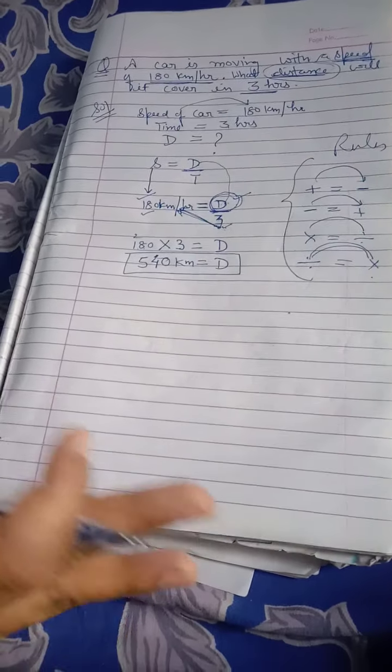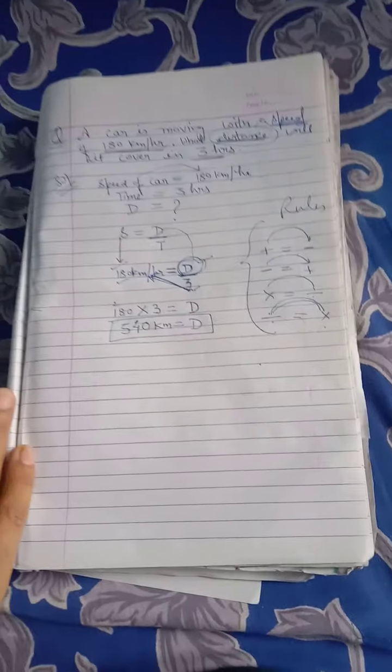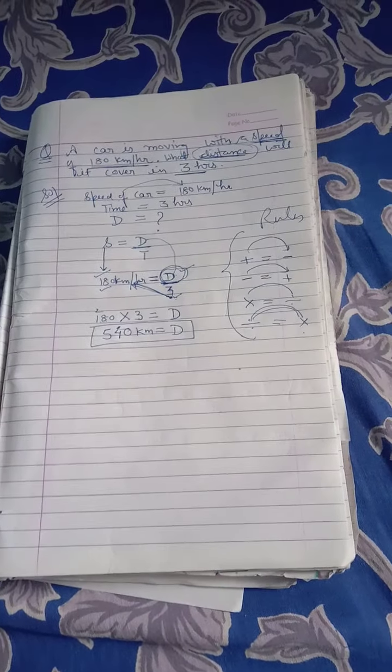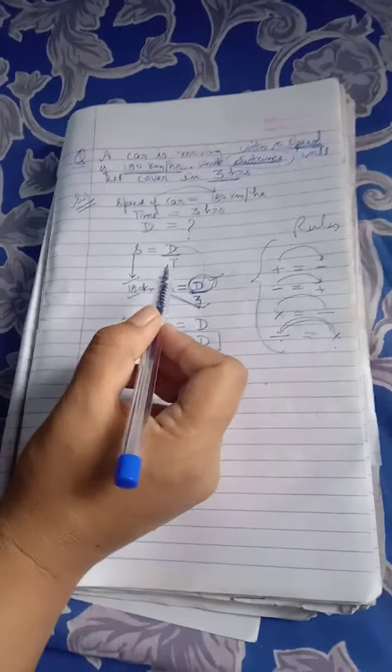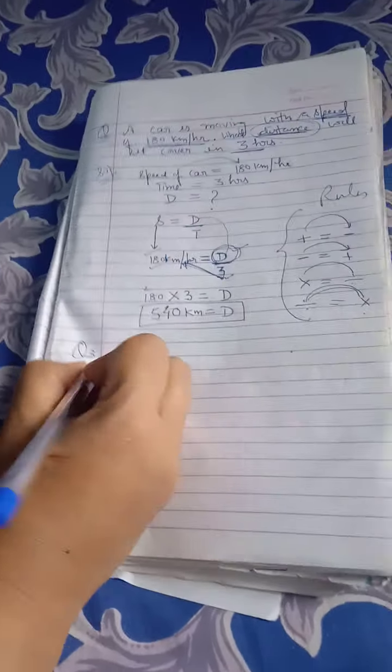Last example. We have done the simple direct formula when distance and time is given, we have to find speed. Now here speed and time was given. You have to find distance. Now it might happen speed and distance is given and you have to find time. How to do that? Third question.